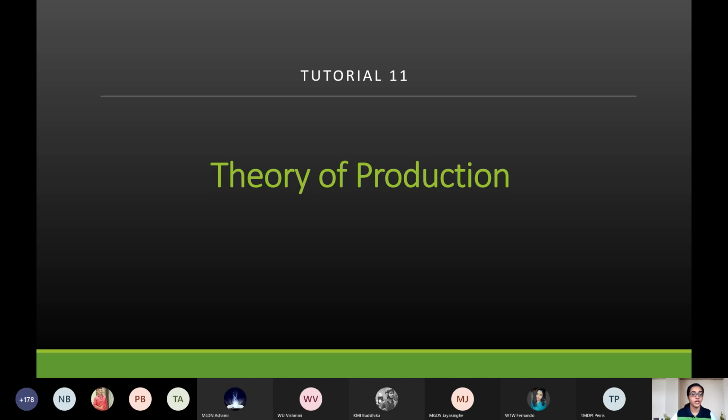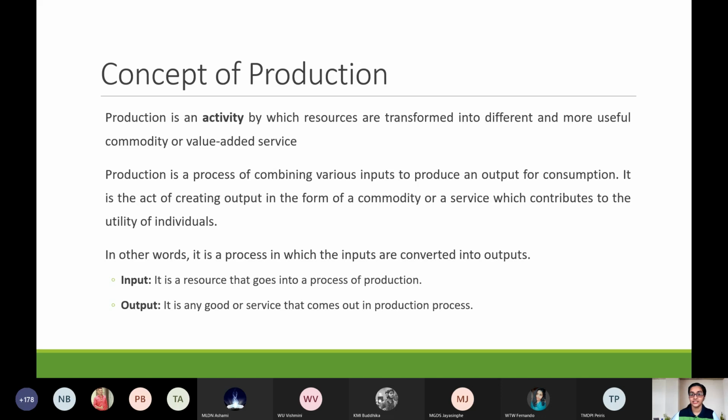Okay, now we are moving on to the discussion of theory of production, right? Production is an activity. Yes, your answers are very correct. Production is an activity by which resources are transformed into different and more useful commodities or value added services.